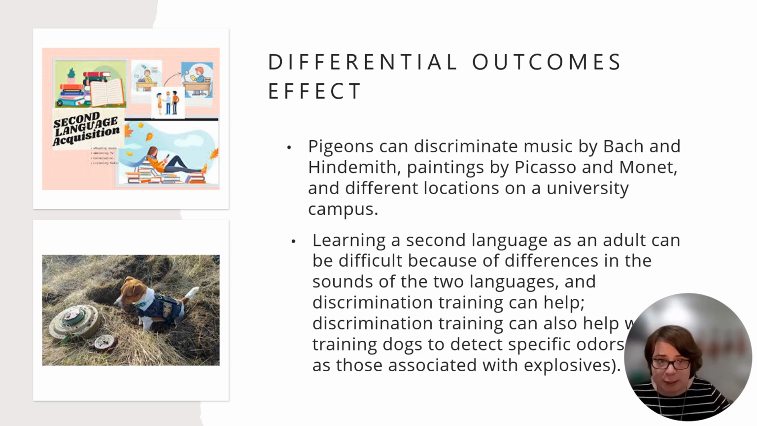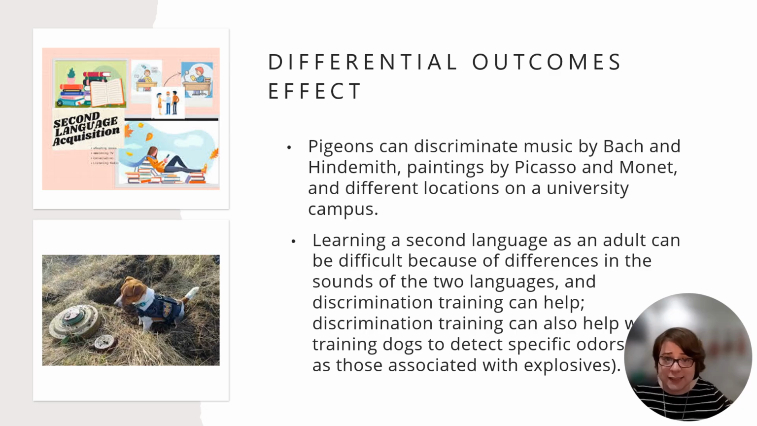In another experiment, researchers were able to teach fish to discriminate between classical and blues music. And in another study, Japanese researchers trained pigeons to distinguish between paintings by Picasso and paintings by Monet. So in this case, they learned to discriminate, again, based on differential outcomes.